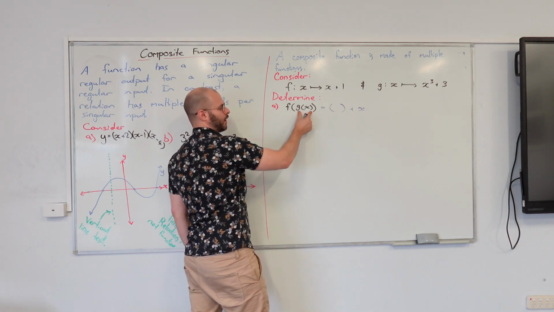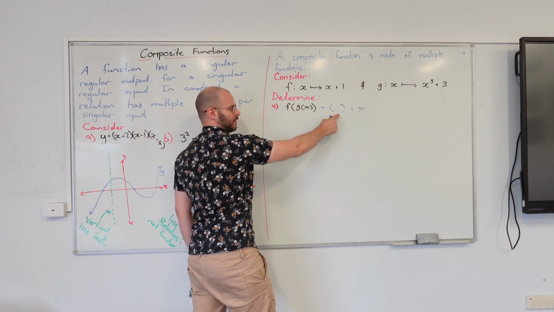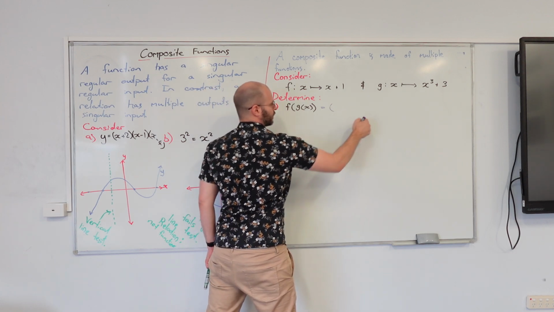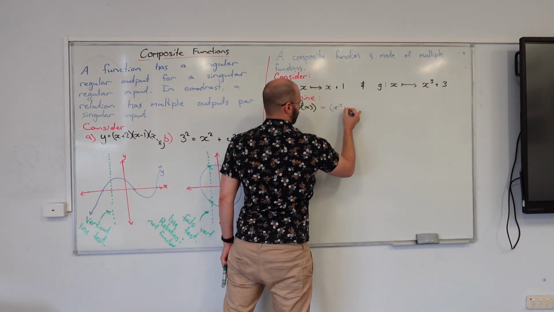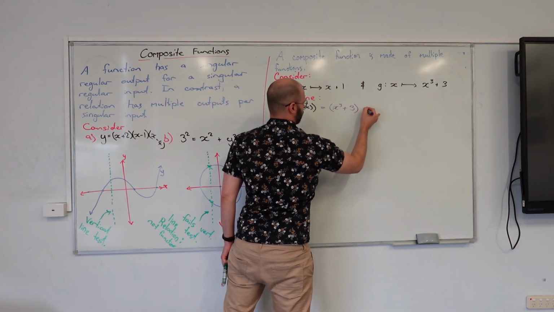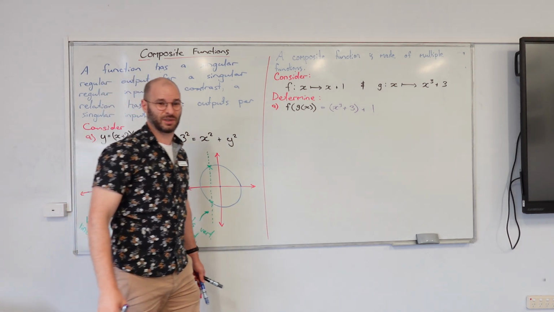Alright, so wherever we have g of x, we're going to put it inside of f, so inside here. So we're going to go x cubed plus 3 plus 1. Then we just expand it out and simplify. Does that seem reasonable?